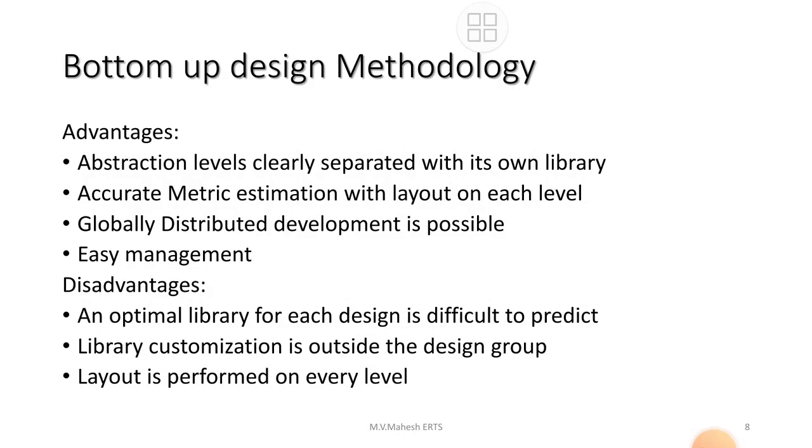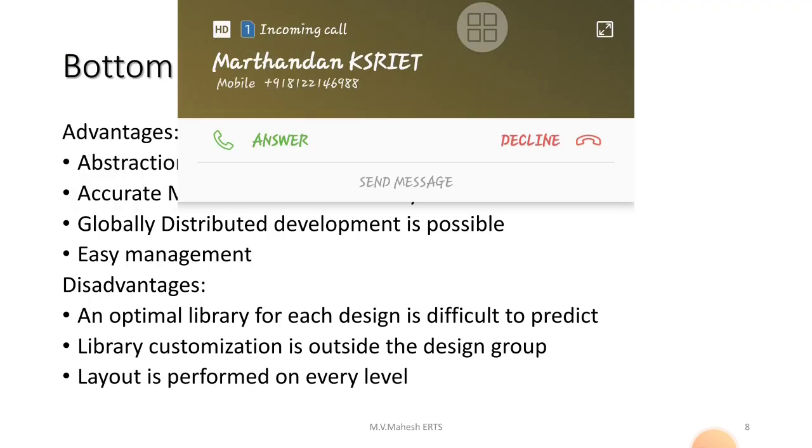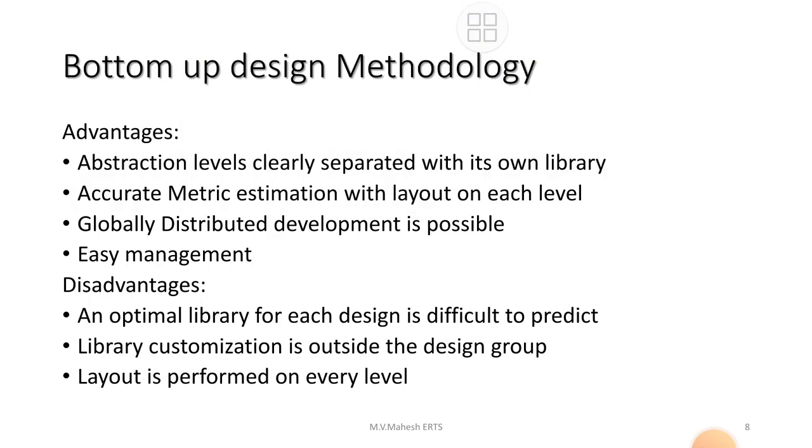So what are the advantages and disadvantages of bottom up design? The advantages go like this: abstraction levels are clearly separated with their own library, because here not only single, it has many, so it has got its own library. And accurate metric estimation with layout on each level is available here. And globally distributed development is possible, and it can be easily managed.